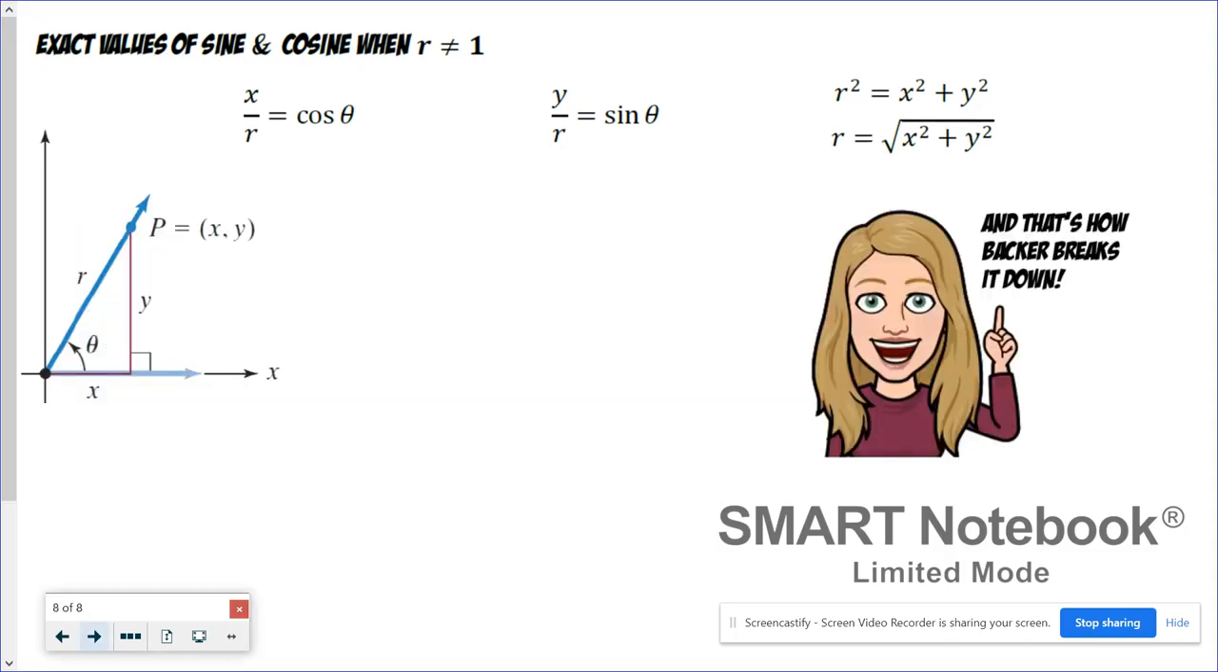And so that's how we can find exact values of sine and cosine on a circle of radius not equal to 1, simply using our rules from the past, just written a little bit differently.